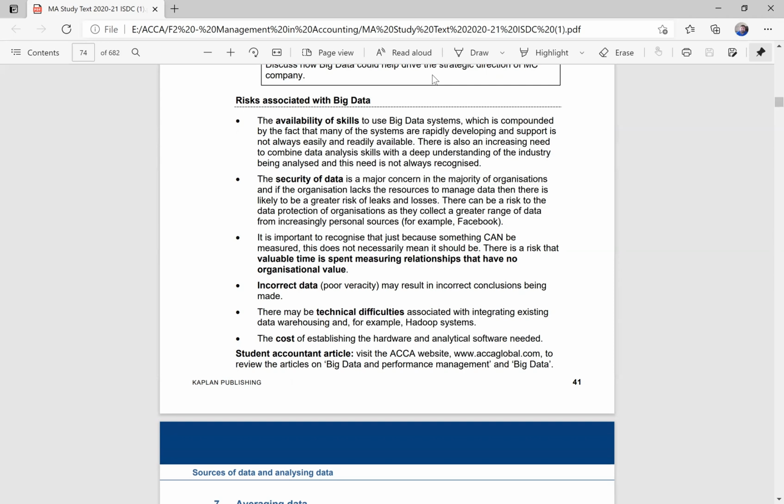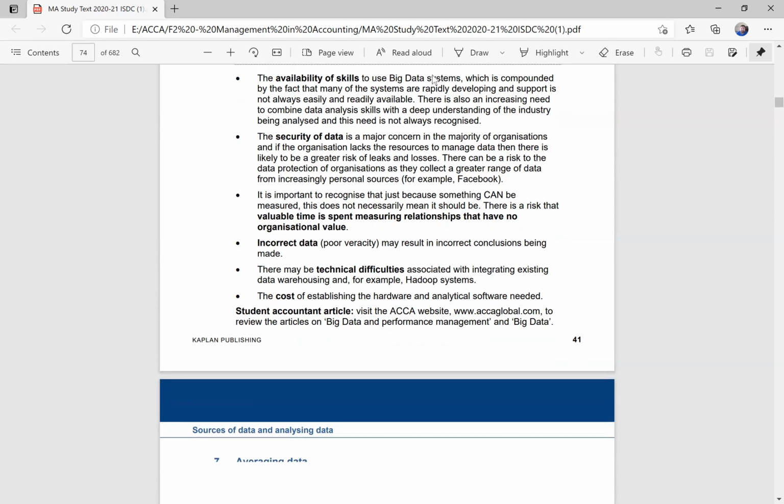Also, since a lot of information is available, most of the information might not be relevant for the company. So analyzing or trying to process that information is going to create a lot of issues and wastage of time, cost and efforts. Also, the data might not always be correct, right? The data may be incorrect. Then there are technical difficulties, and the hardware and software that you need to establish also is costly.